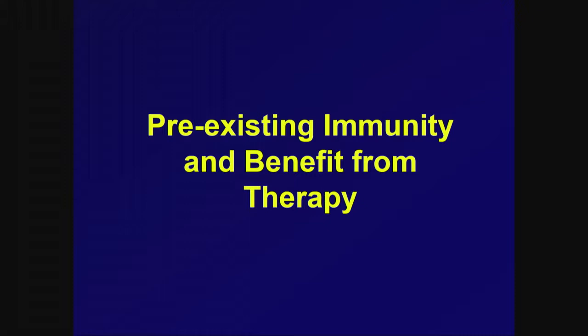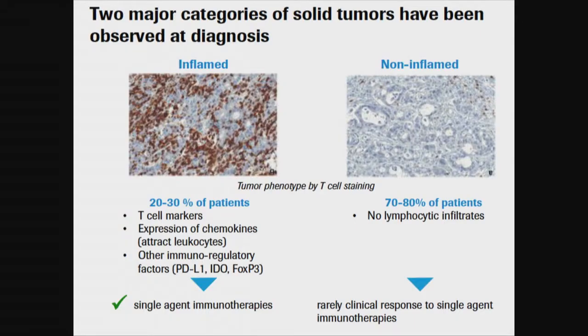But I think an area that's beginning to emerge that looks really interesting is pre-existing immunity and benefit from therapy. So if your tumour is inflamed, if it's full of white cells, you're more likely to respond to immune therapy than if it's a non-inflamed tumour. Okay, so that data is emerging all the time, and the inflamed tumours tend to be those that have high levels of PD-L1 expression. So there is an association there.